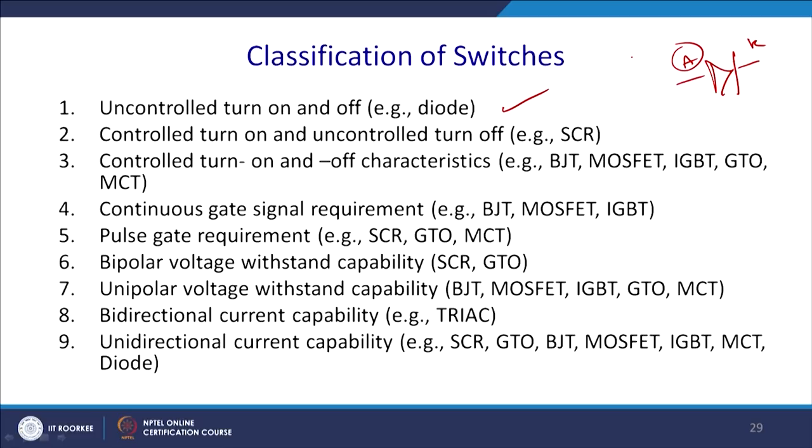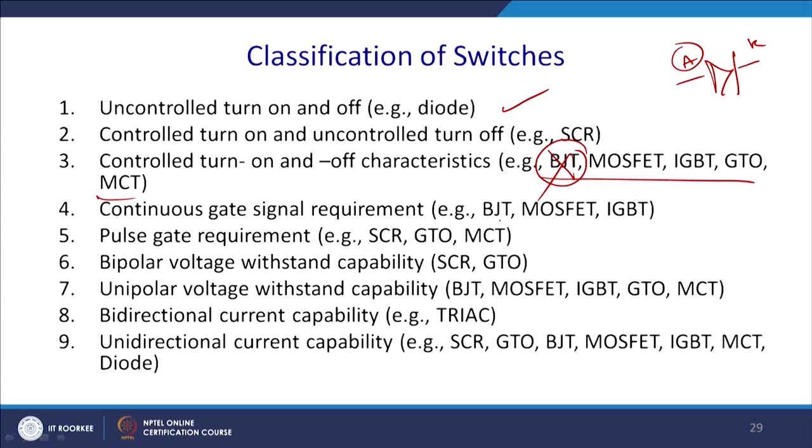Controlled turn on and uncontrolled turn off: once you want to control the turn on, and the turn off doesn't require control because you may have natural commutation or natural turn off, then you use an SCR. Once you require both controlled turn on and controlled turn off, then use either of these devices depending on the rating, frequencies and the power levels. BJT is nowadays obsolete because of the high power requirement in the base driver or gate driver circuits, but these other devices are very frequently used in our power electronics.